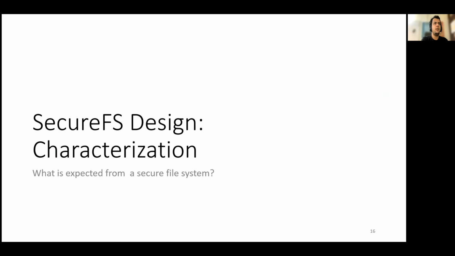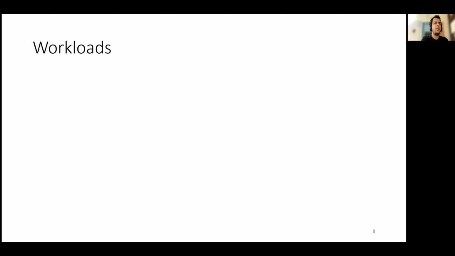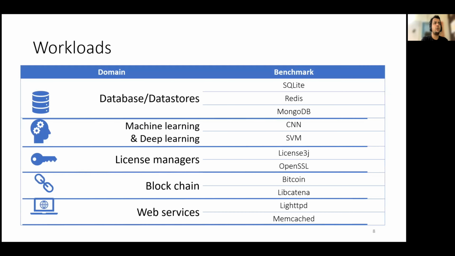We will now discuss the design of SecureFS. We start with understanding what is actually required from a secure file system for SGX. We start by characterizing the file system access pattern of the most commonly used workloads by the community in this domain. The workloads are from different domains such as databases, machine learning, license managers, blockchain, and web services.